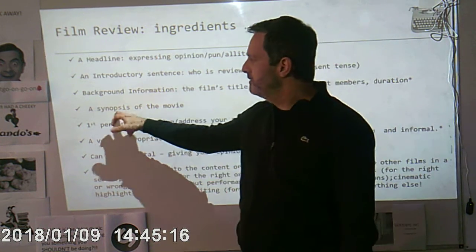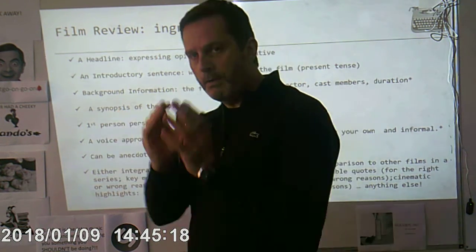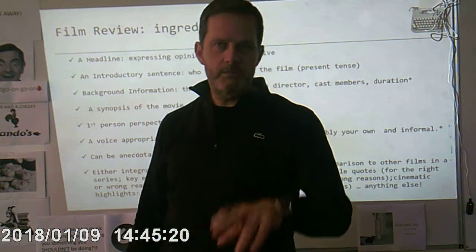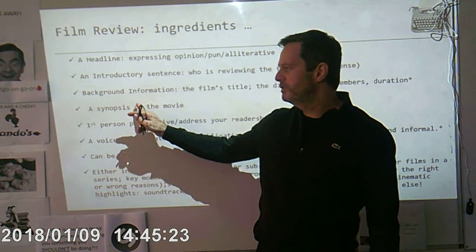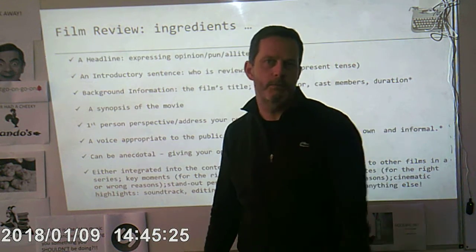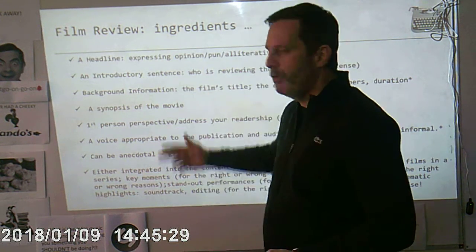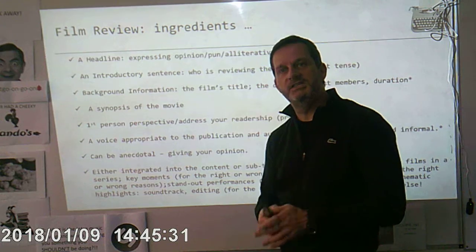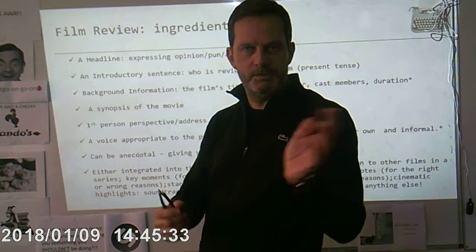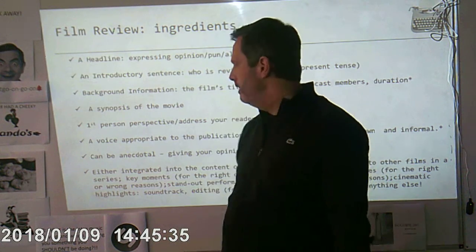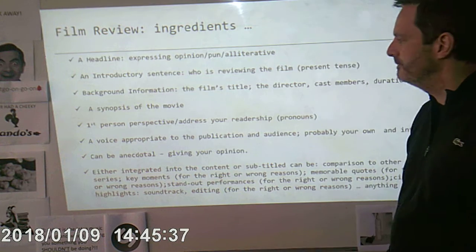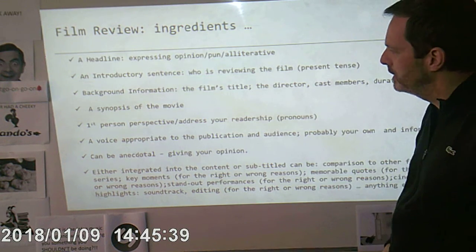A synopsis of the movie. Okay, this is not a blow-by-blow account. This is maybe 2 or 3 sentences maximum. Just what is the film about? What happens in the film? You don't have to put any spoilers, you don't have to put the end of it. It's simply saying this is a continuation of this particular plot, or whatever it might be, in which so-and-so happens.